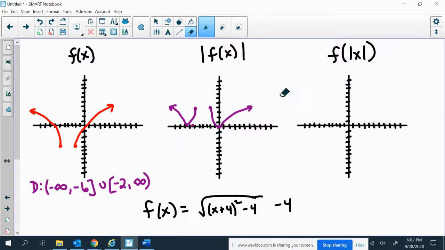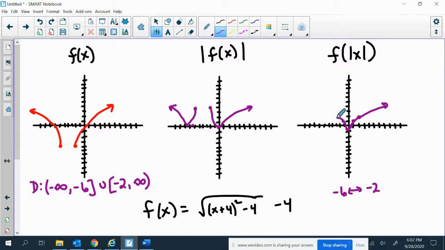Now, f of the absolute value of x, what's going to happen is notice that I had this going on all the way over here. I have to continue going until I reach x equals 0. And then everything mirrors over. So whatever x equals 1 was, that's going to be the same at x equals -1. Then I get to x equals -2. Now x equals -2 is going to mirror exactly what was at x equals +2. But then I don't have anything between -6 and -2 in my domain.